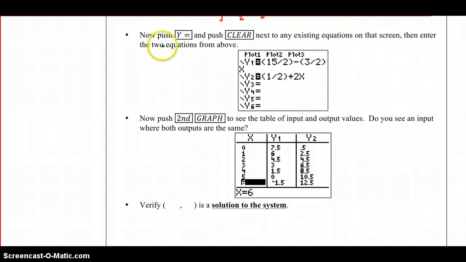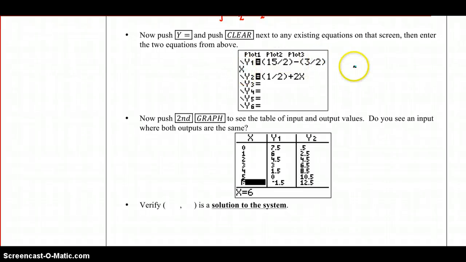Alright, so now we can push y equal, and again kind of scroll up and down that screen and clear out any existing equations you have. And then we're going to enter the two equations from above, keeping in mind that we're going to put parentheses around each of our fractions. So next to y1, we're going to type a parentheses, 15 divided by 2, and then close that parentheses. Subtract, again another parentheses, 3 divided by 2, and another parentheses to close that.